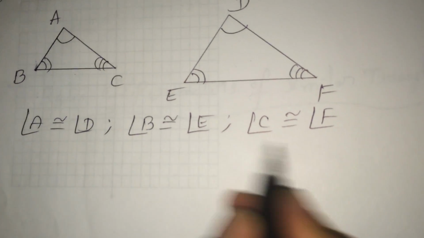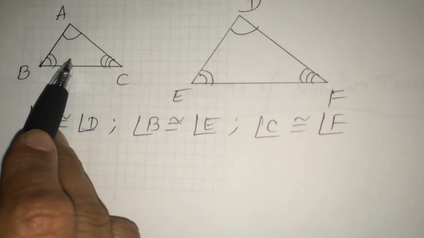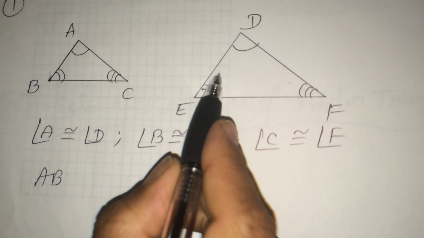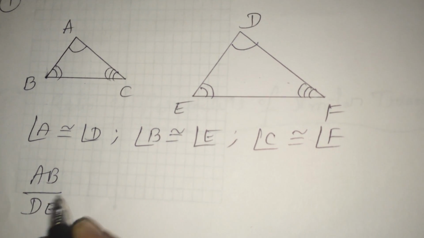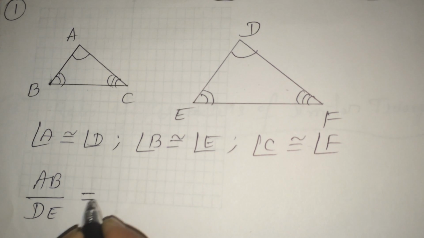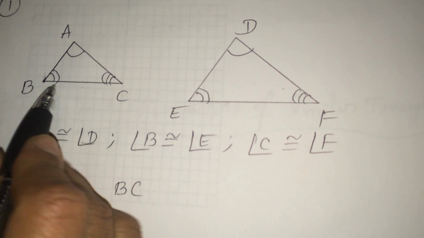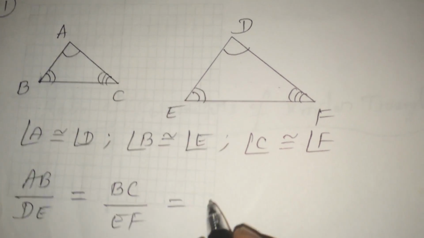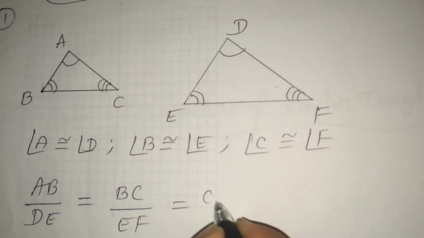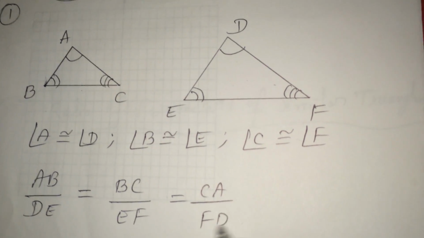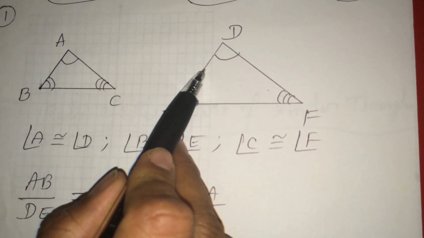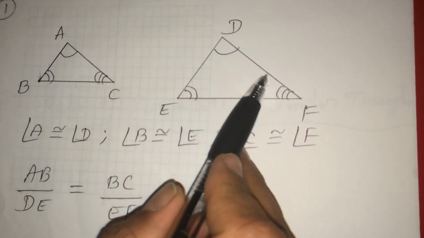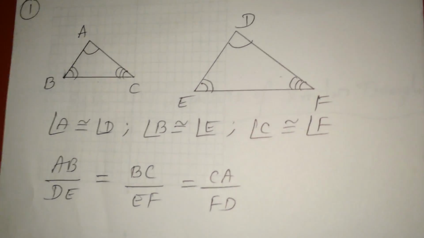Not only are the corresponding angles equal, the corresponding sides are also proportional. That means AB is the corresponding side to DE. If you find their ratio, that ratio is exactly equal to BC over its corresponding side EF, and also this ratio is equal to CA over FD. Like this, each pair of sides is in the same ratio as the other two pairs of sides.